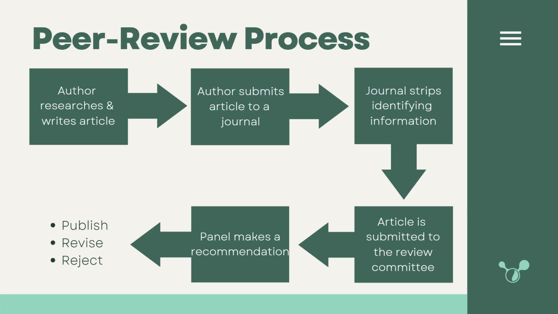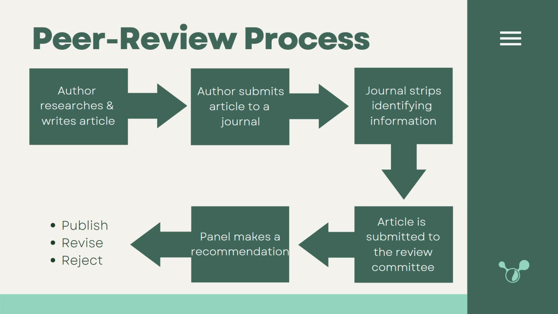First, the author researches and writes the article. Then they select a journal in their field and submit their article. The journal removes all identifying information about the author, and then it is submitted to the review committee. This ensures that there's no bias that could be applied to the review.